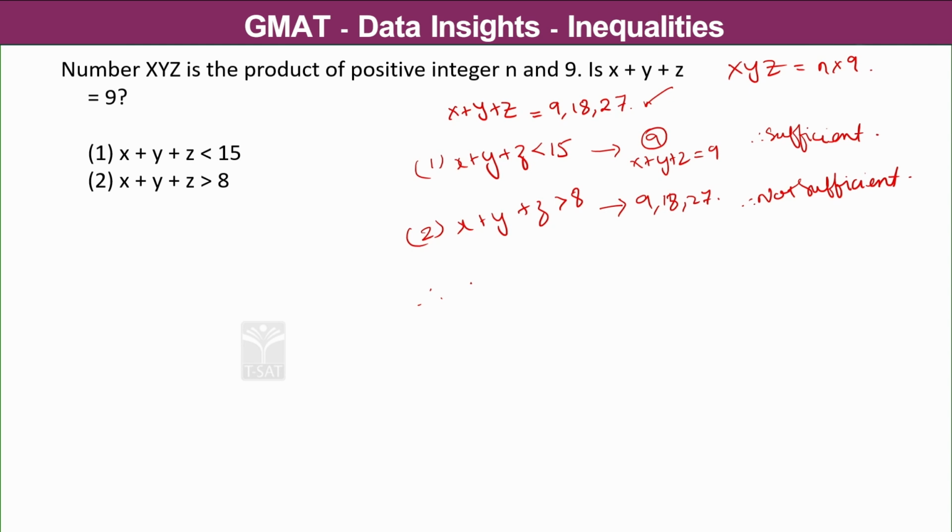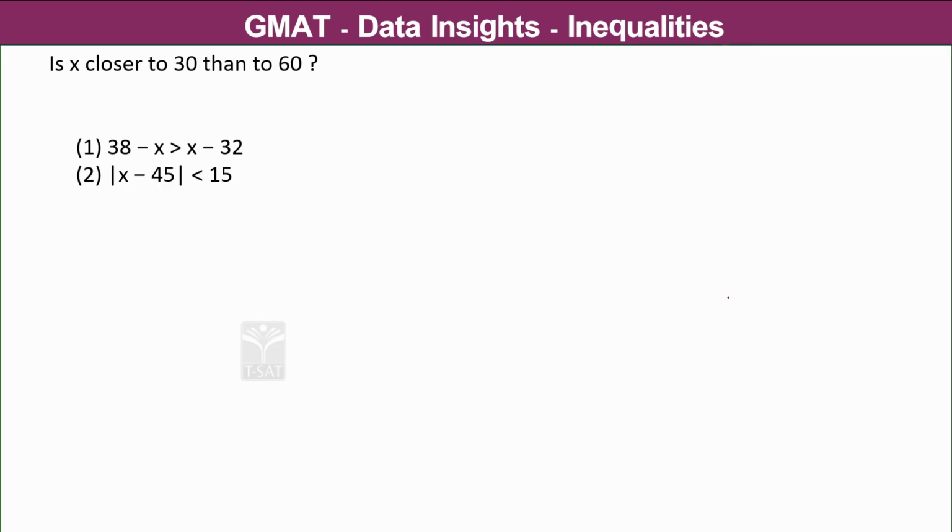Therefore, the answer option is option A. Since statement 1 alone is sufficient to answer the question, but statement 2 alone is not sufficient to answer the question. Let us move to the next question now. Is x closer to 30 than to 60?